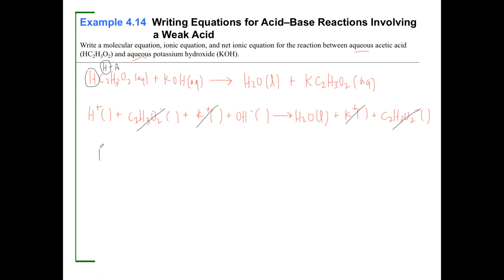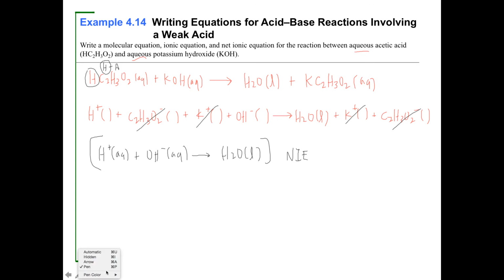So it looks like our net ionic equation is H plus aqueous plus hydroxide aqueous produces water, liquid. Okay? So this is the net ionic equation. This is the ionic equation, and this is the molecular equation. All right, hope that's helpful. That's all for this section.